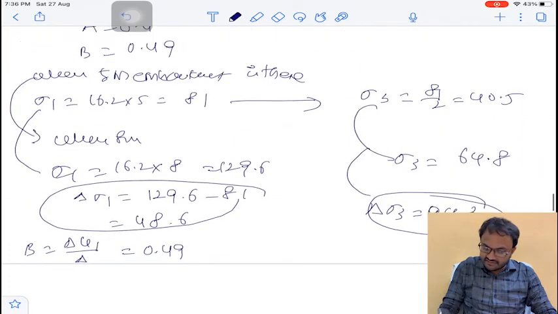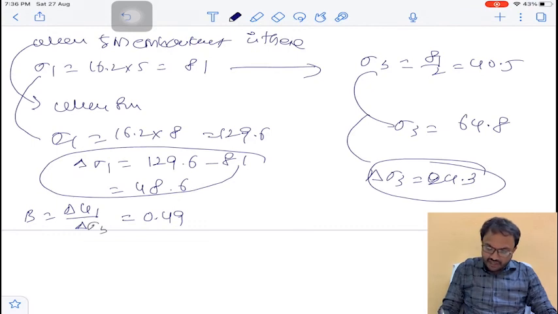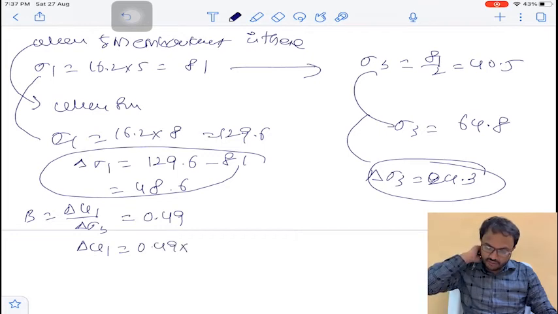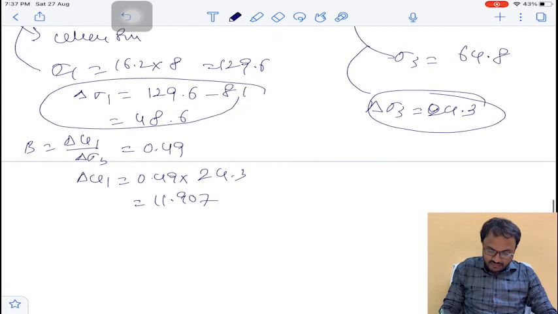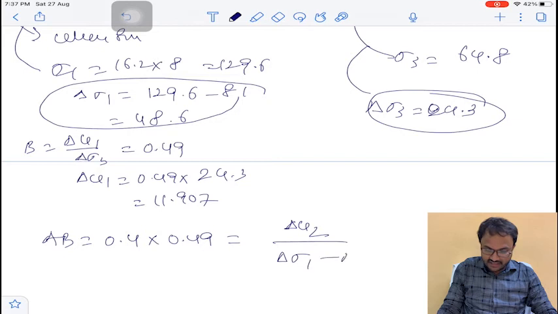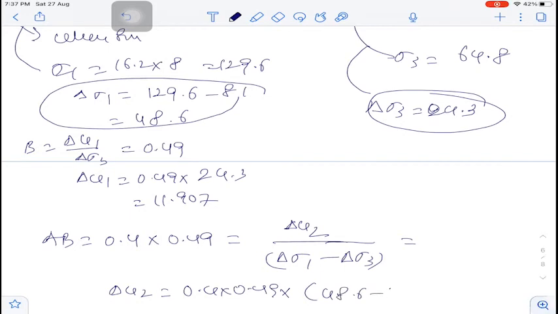So B value he has given it is 0.49. We need to calculate delta U1 is equal to 0.49 into delta sigma 3, which is 24.3. So it will be delta U1 is equal to 11.907. And he has given AB value as 0.4 into 0.49, that is equal to delta U2 by delta sigma 1 minus delta sigma 3. So that will be delta U2 will become 0.4 into 0.49 into 48.6 minus 11.907.